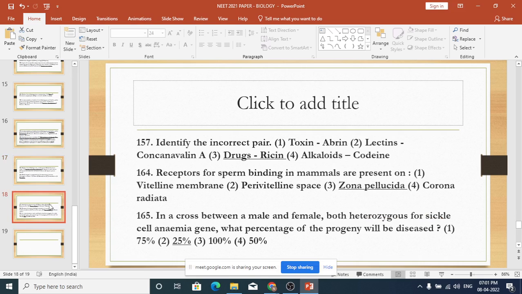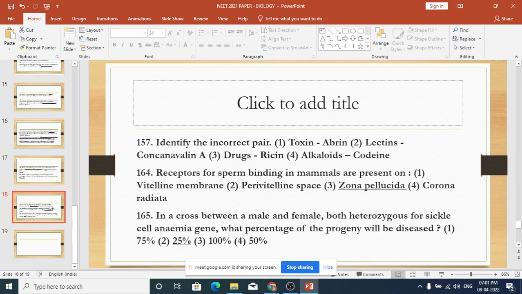The last one, I think. Identify the incorrect pair. Toxin abrin, lectins concanavalin, drugs resin, alkaloids codeine. I think this we have seen somewhere. Yes, sir, class 1. I think somewhere we have seen this. Drugs, resin is the answer.